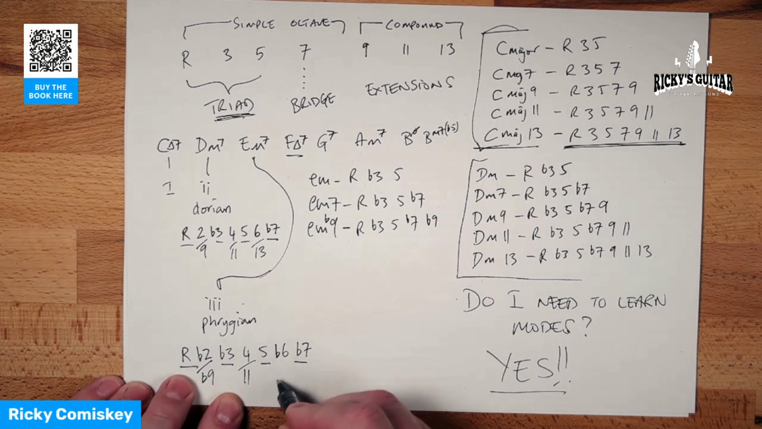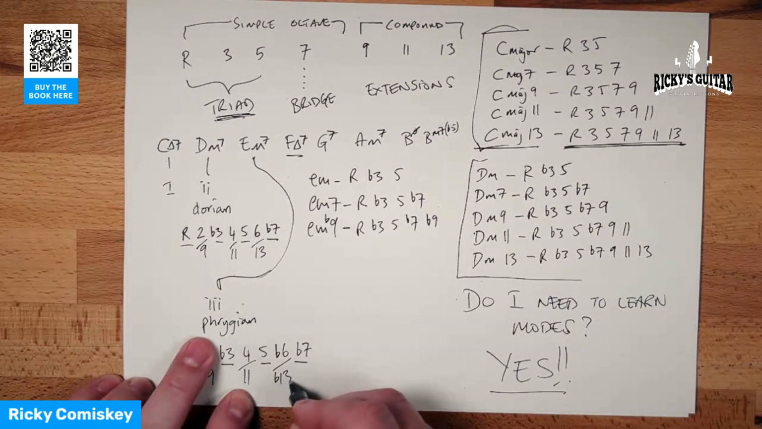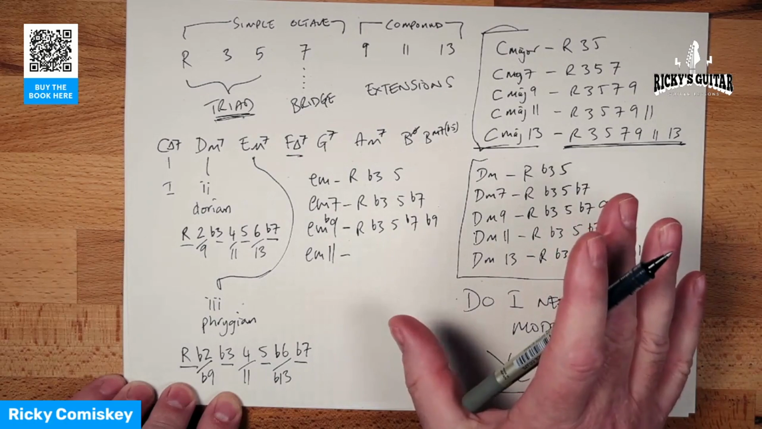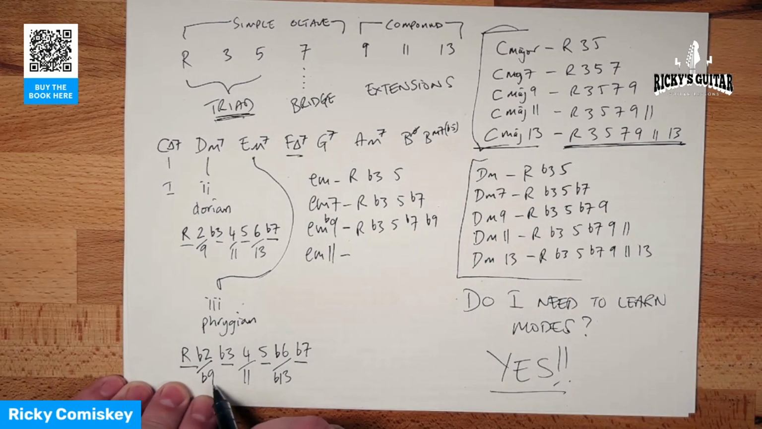4th is 11th, flat 6. That's going to be a flat 13. Let's put it as an E minor 11. An E minor 11 on chord 3 is nice, but we have to get rid of any of those notes.